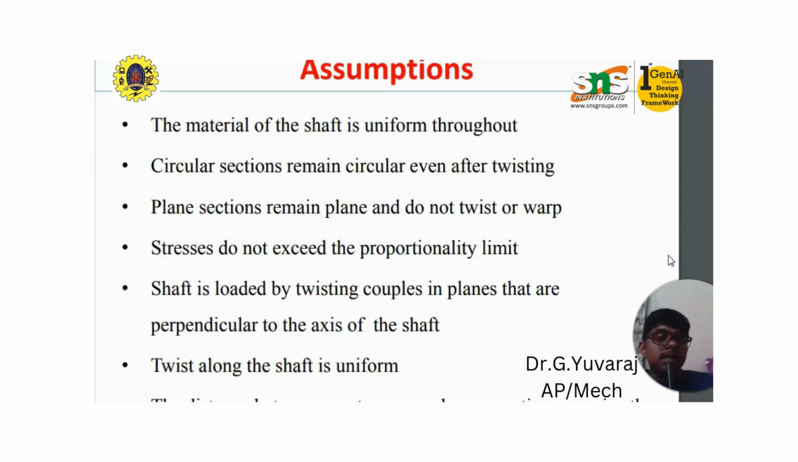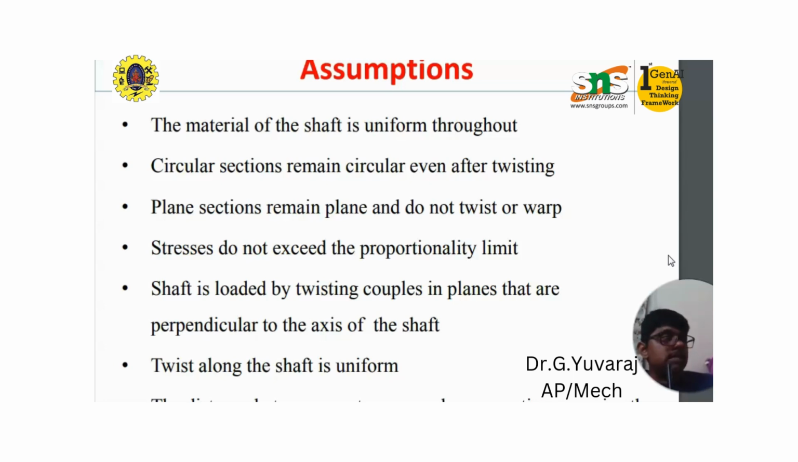And the third condition is that the stresses do not exceed the proportionality limit, which means that according to Hooke's law, the stresses never disobey Hooke's law. They should be within the proportional limit. That is the important thing. The proportional limit is the range present before attaining the yield limit.